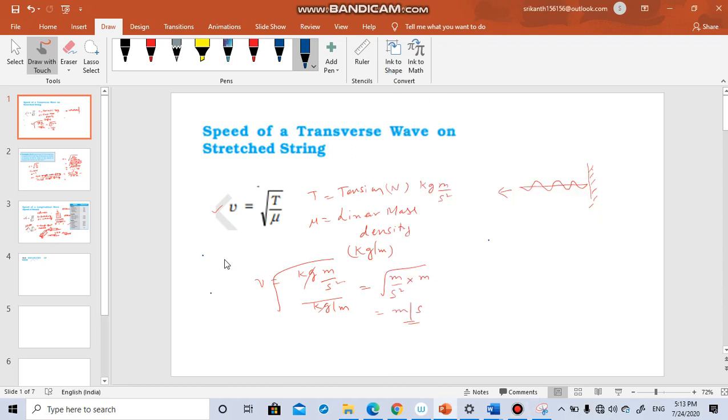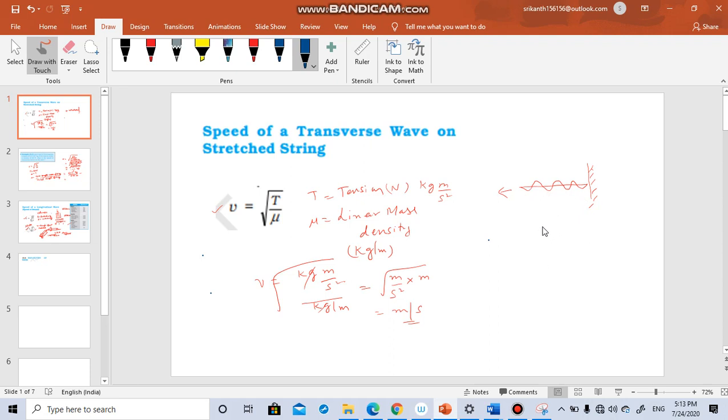Hello students, we are going to discuss the next topic, which is the speed of a transverse wave on a stretched string. Yesterday we saw the speed of a traveling wave. That was a general wave. Now this is a specific wave. You can see one example here.